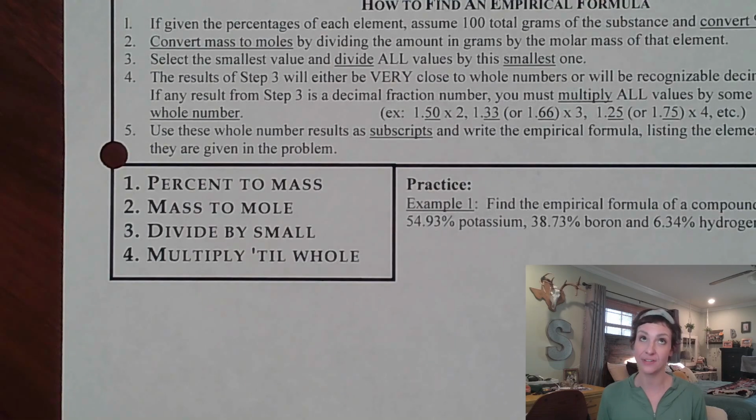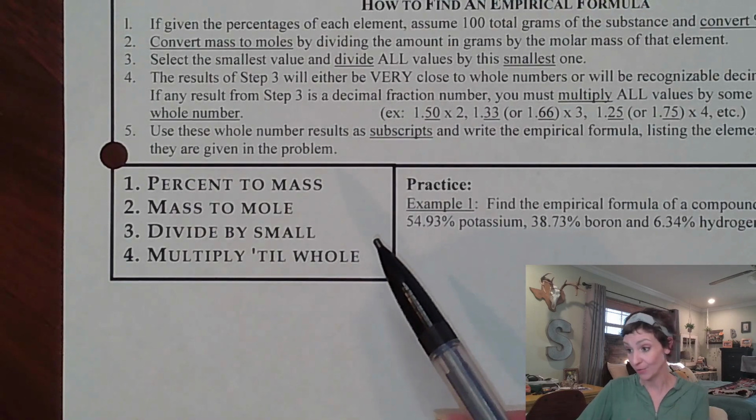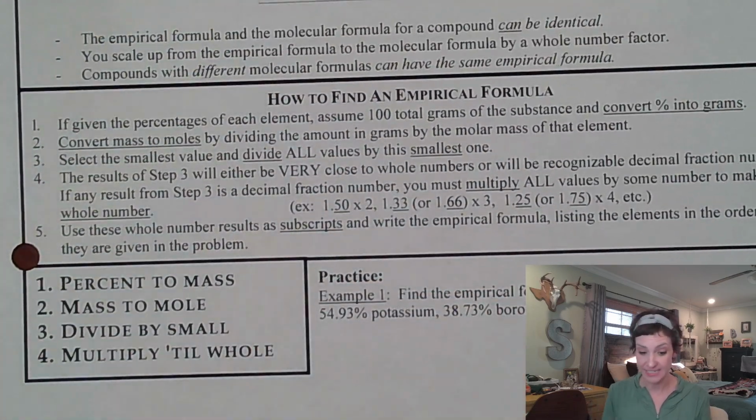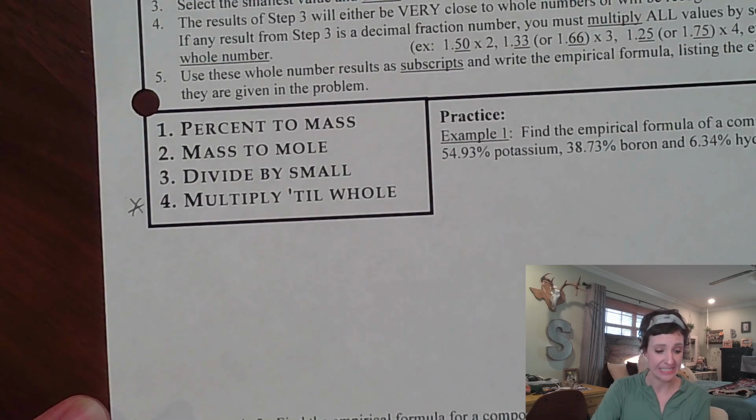If you just sing that fun little song, maybe you can come up with a fun tune. I have not done that yet. Maybe I should. But then you will know all the steps on how to find an empirical formula. This little poem is basically all of these words up here that we have tackled together, okay? The one thing I want us to note is down here on step number 4. You may not need step 4.